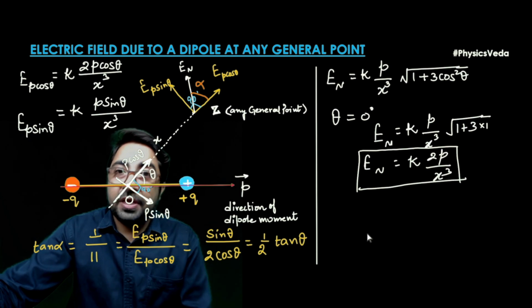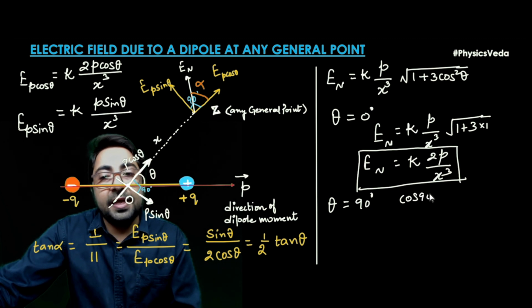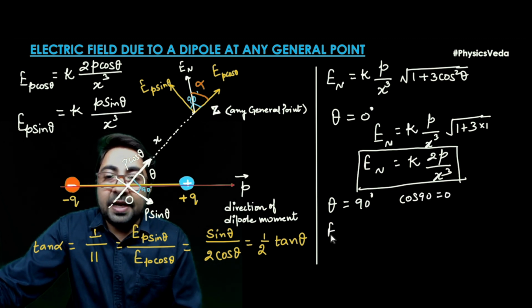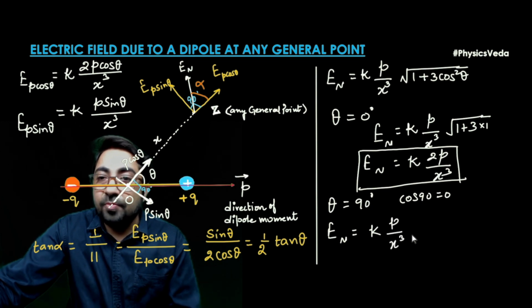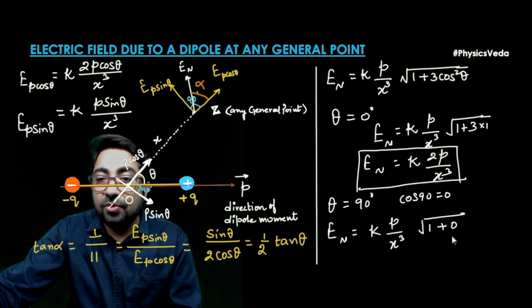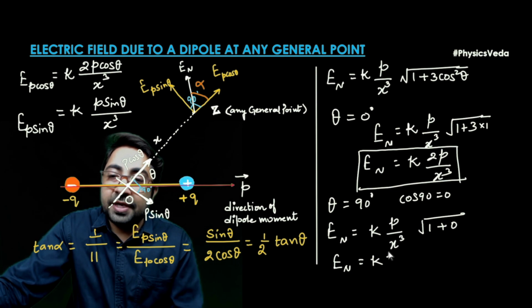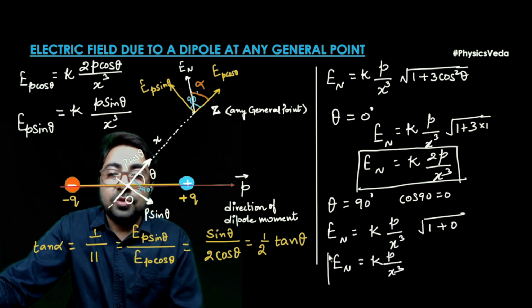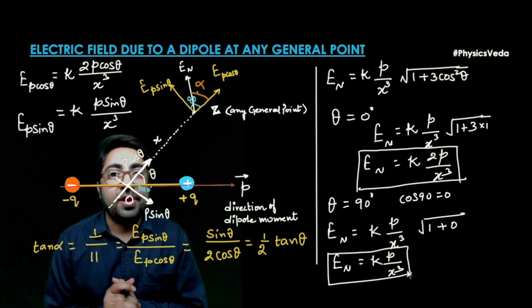Now, if we talk about the equatorial point, then the value of theta becomes 90 degrees. Then cos 90 is equal to 0. So the net electric field at the equatorial point is equal to K P upon x cube square root of 1 plus 0, because cos 90 is 0, so the whole term 3 cos square theta will be 0. So the net electric field will be equal to K P upon x cube. So this is about the electric field due to a dipole at any general point. Thank you so much.